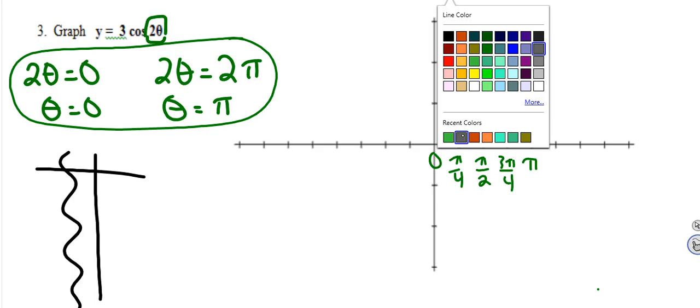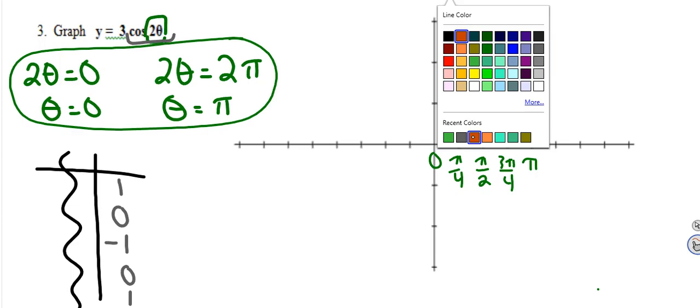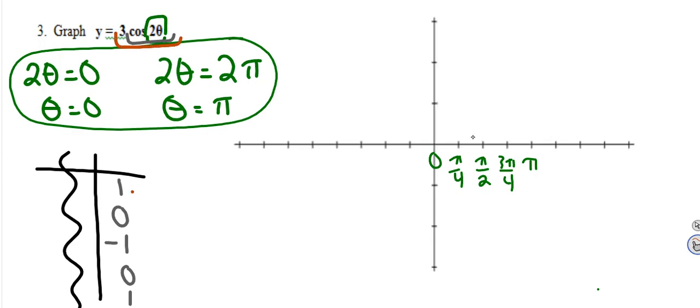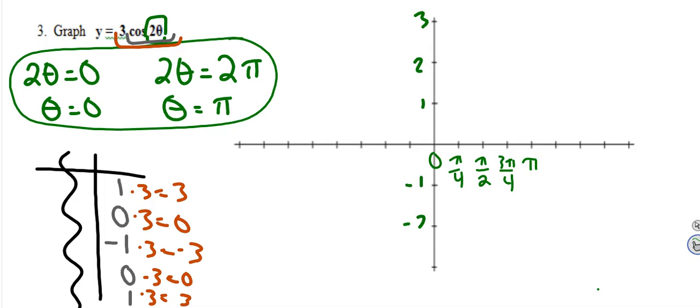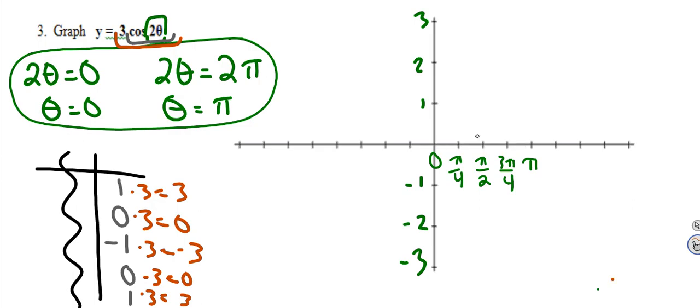The pattern for cosine is always 1, 0, -1, 0, 1. We did the pattern for cosine, but we see that there's a number in front of cosine, and that number is 3. So our pattern is going to get multiplied by 3, just like we did the last time. When we come over to our tick marks, we want to make sure that we label it correctly so that we can account for all of the points that we need. We've got 3, 0, -3, 0, 3.